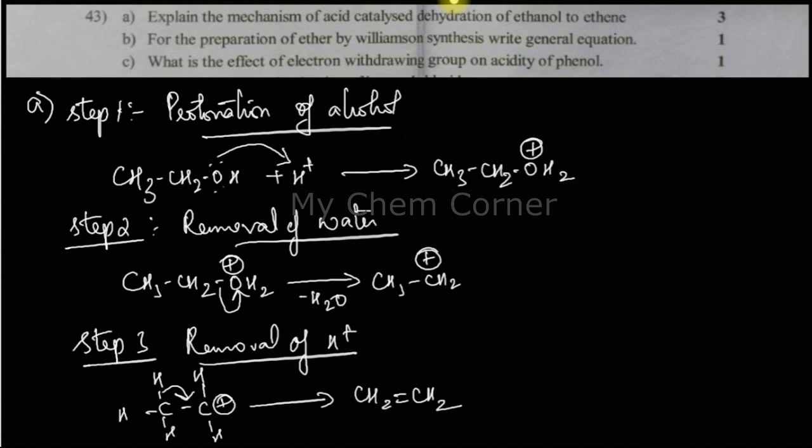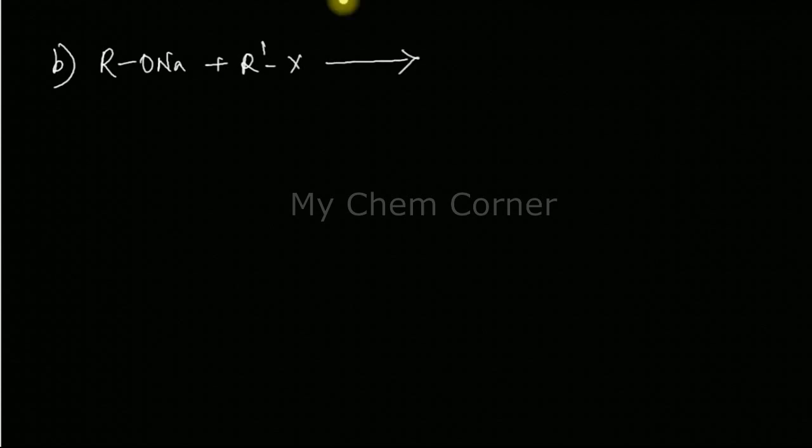Now second question is for the preparation of ether by Williamson's ether synthesis, write the general equation. So the general equation for Williamson's ether synthesis is RONa plus R dash X. This will give, RONa will break over here and you will break your compound in such a way that your compound will break here and will form ROR dash plus NaX. That is the general equation.